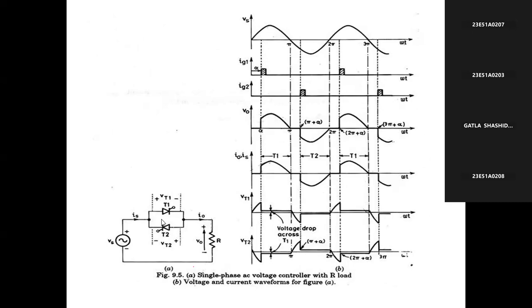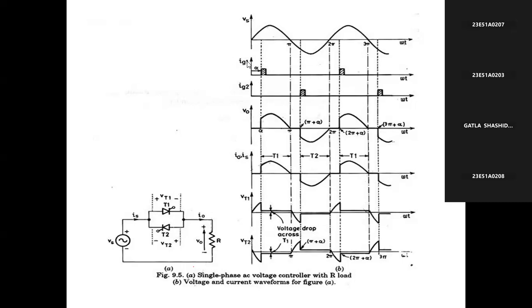T1, T2 are connected in anti-parallel. VT1 is the voltage across the thyristor, VT2 is the voltage across the thyristor 2. Now this is the input voltage. See here, they have given the input voltage. In the previous waveform, they have not shown the input, but here they are showing the input voltage. Vs is the source voltage like this.